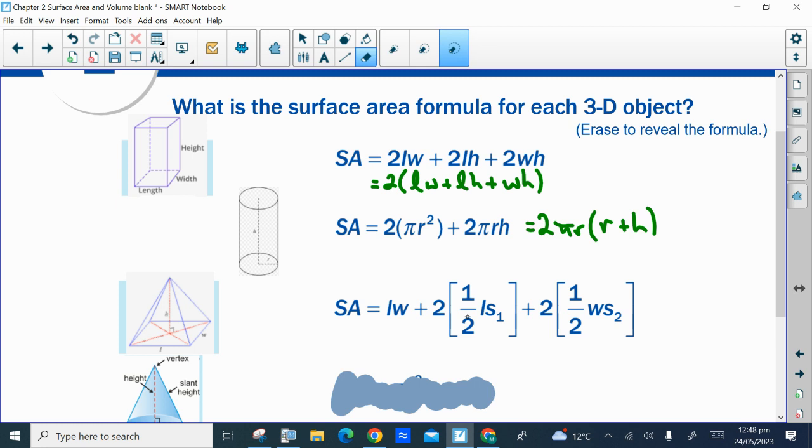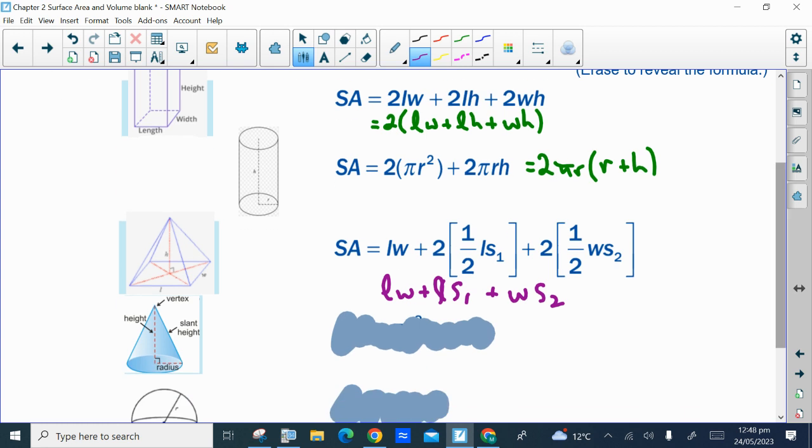Now, 2 times 1/2 is 1. So we can simplify this a little bit and say that it is LW plus, again, 2 times 1/2 is 1, LS1, plus 2 times 1/2 is 1, W times S sub 2. And again, S sub 1 and S sub 2 are your slant heights that come off of those pieces of the base. And this formula that we just wrote down is the one that's on your formula sheet, the one you'll be given for any quizzes or tests.